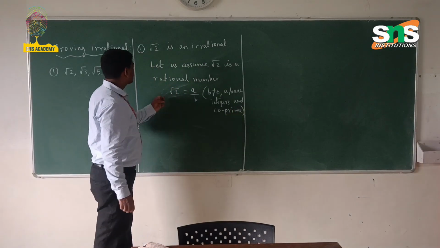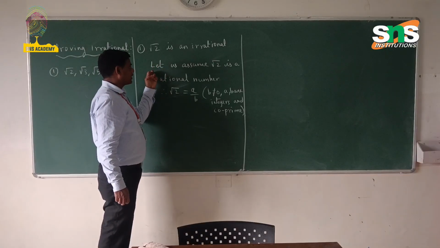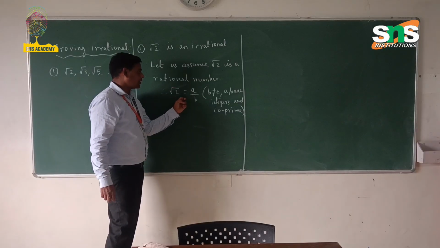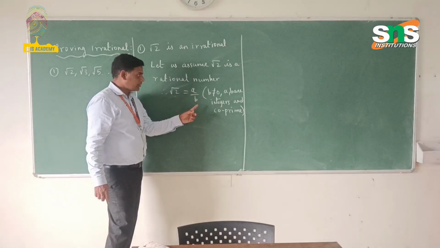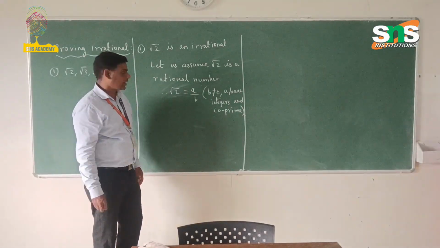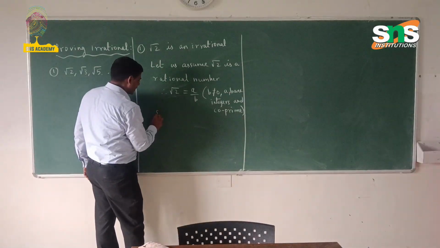So we will be assuming root 2 is a rational number. From there, a rational number is in the form of p by q, or else a by b, where b is not equal to 0, where a, b are integers and co-prime. And in the next step we will be squaring on both sides.